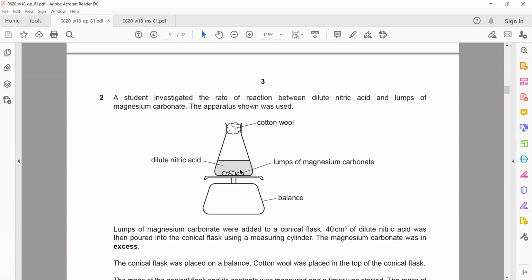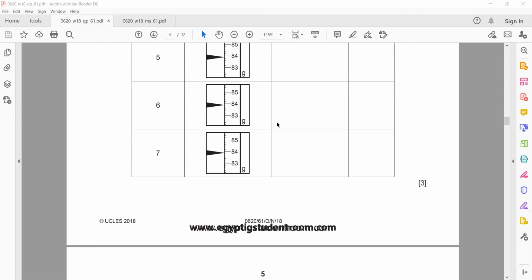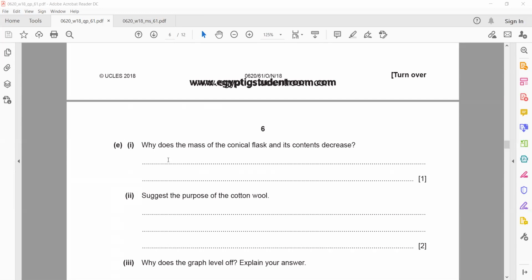As there is a reaction between magnesium carbonate and nitric acid, this will result in the formation of a gas. And that gas can escape through the cotton wool. So as this gas escapes, that's why the mass of the content will decrease. Is it clear? So the answer for this one is because a gas is given off, or carbon dioxide gas.